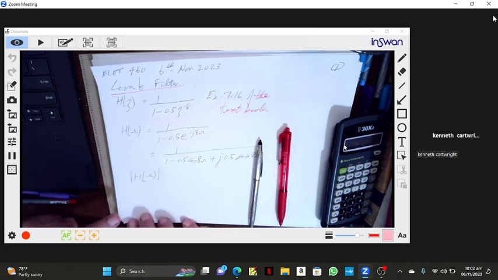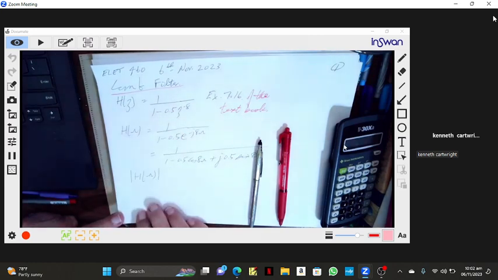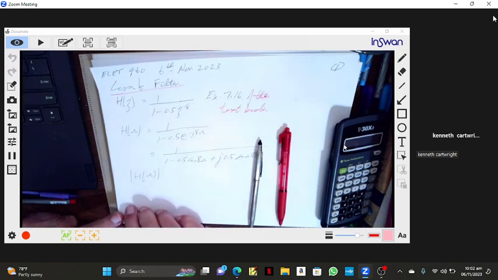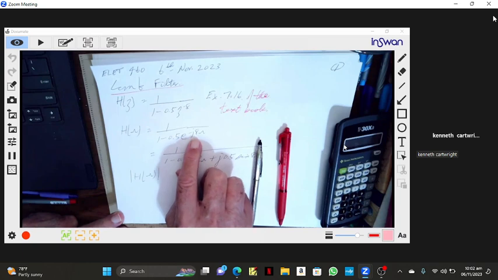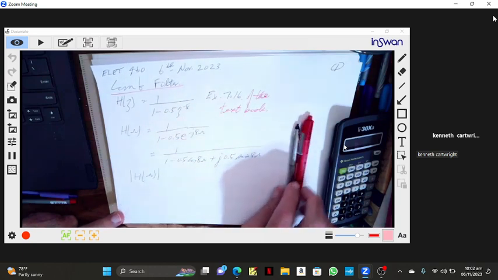The transfer function of this comb filter, an example of a comb filter, this is not the only comb filter, is given. And this is example 7.16 of the textbook. Of course, we want to find the frequency response of it, and we just substitute e to the j omega when we see z. Then, of course, we can expand the complex exponential into cosine and sine terms.